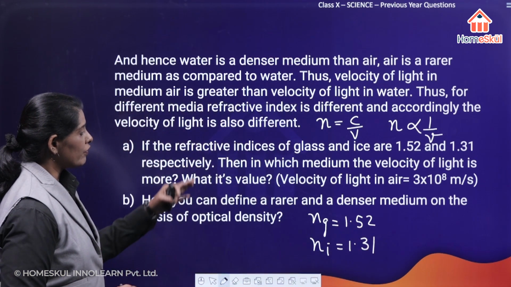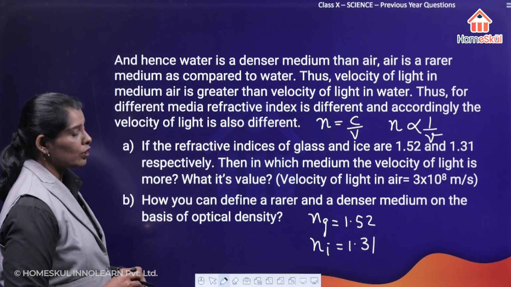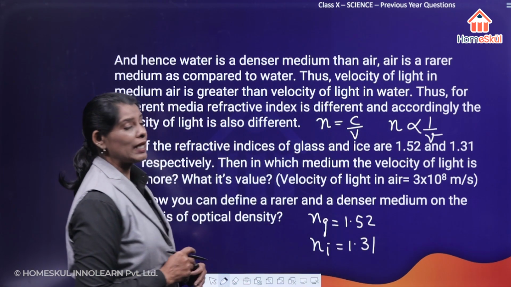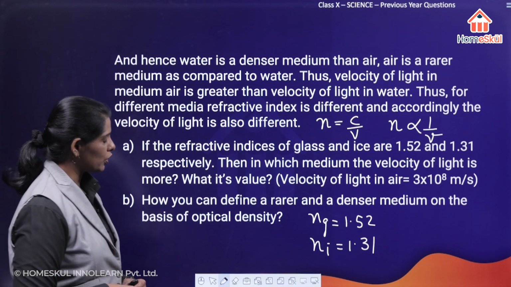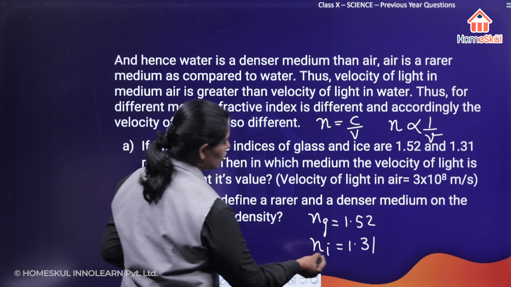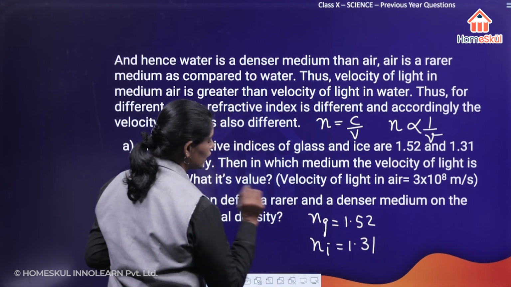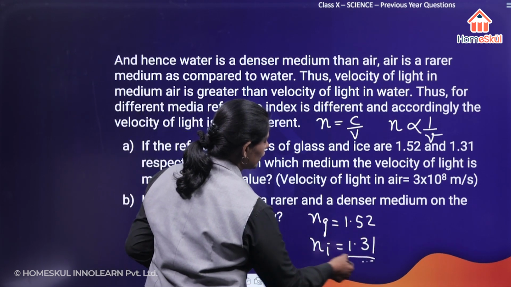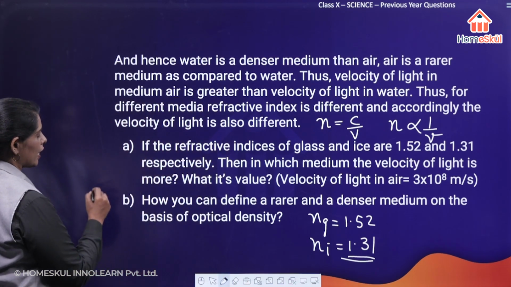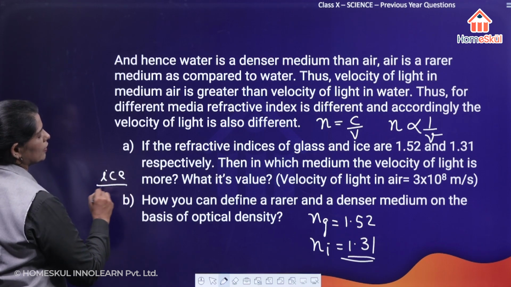And what is the question? In which medium is the velocity of light more? If the velocity is more, that means the refractive index should be less. It is inversely proportional. So, in which case is the refractive index less? We can see that the refractive index of ice, given to be 1.31, is less compared to that of glass. So, the velocity of light will be more in the case of ice.